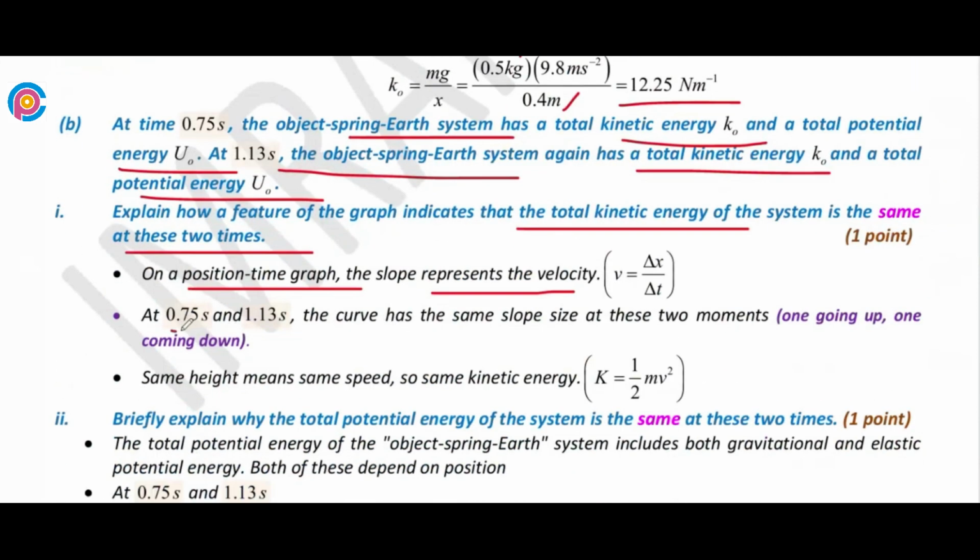So at 0.75 and 1.13 the curve has the same slope size at the two moments. One is going up, one is coming down, but its slope is the same. That means the speed is the same. Same height means same speed, so same kinetic energy, because the mass is the same and one half is the same. If the speed is the same at the two points, the kinetic energy is the same at these two instants.